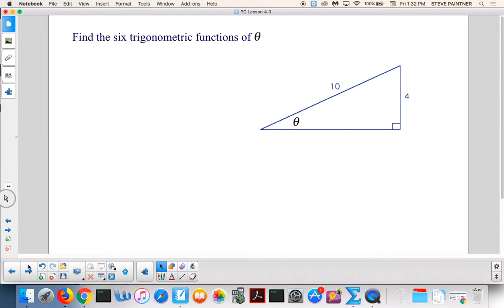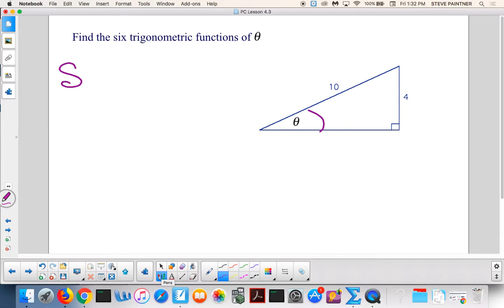Okay. Give me the 6 trig functions of theta. Look at your triangle. There's theta right there. But there's a problem, isn't there? We're missing a leg. You're missing what? The bottom leg. So how are we going to get it? Pythagorean theorem. Go get it.